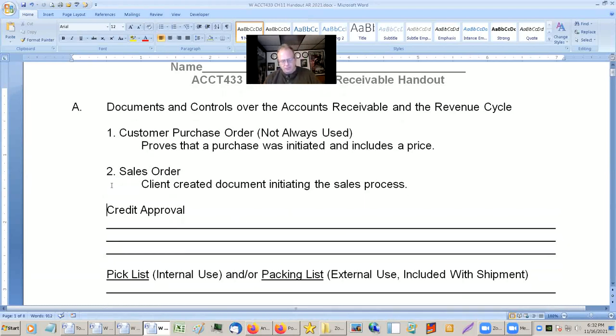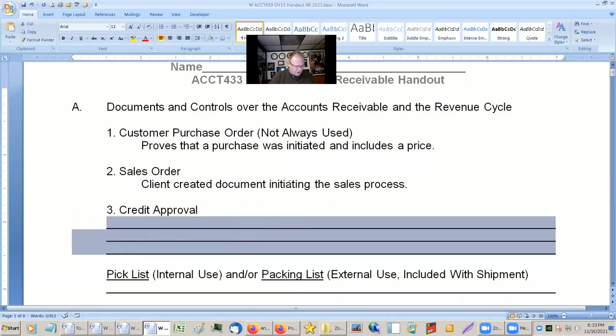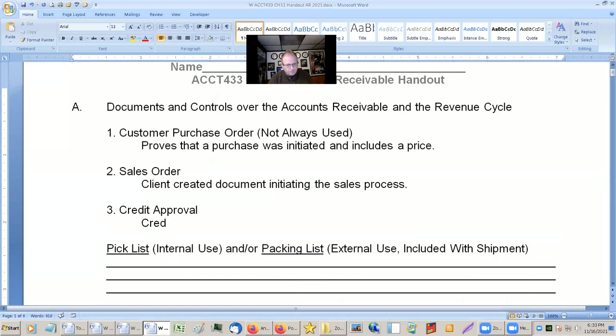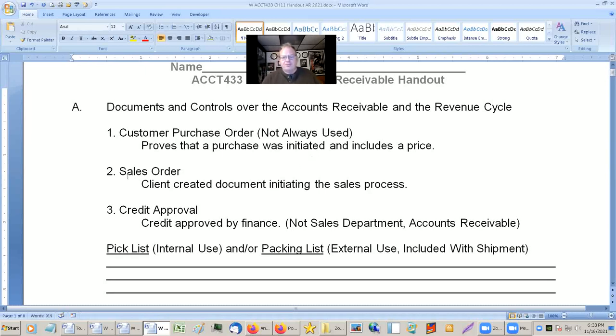All right, credit approval. Here's a question for you. Who do you think should do the credit approval? Let me tell you who it's not done by. It could be an actual department for credit approval. It could also be in finance usually. But it is not done by the sales department, and it is not done by the accounts receivable, by accounting. Those would be no-nos. So usually there's some kind of finance. If it's a large company, a lot of times they'll have a separate department for it.